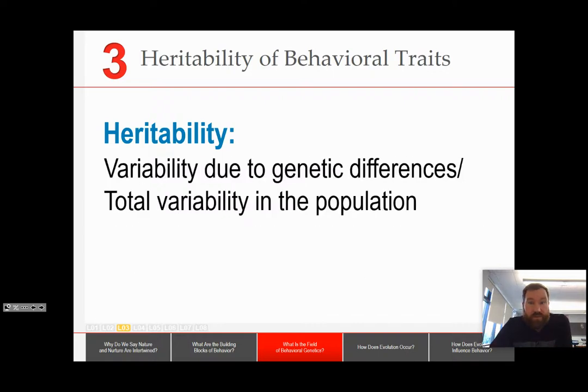How do you do this? It's a percentage. So it's the variability due to genetic differences divided by the total variability in the population. Okay, and that percentage gives you the heritability number that we're looking for.